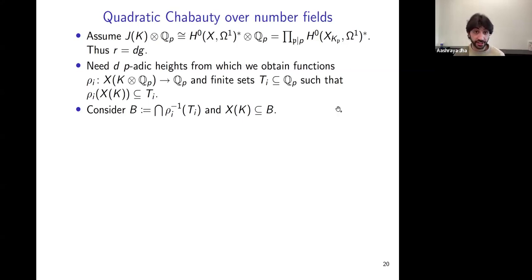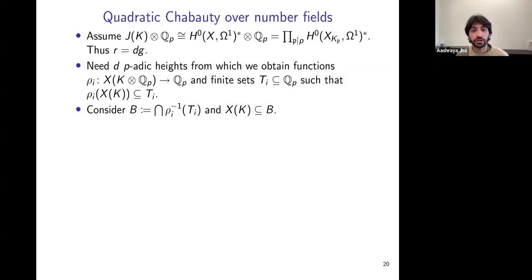I now want to talk about quadratic Chabauty over number fields. So we'll have a similar assumption of this isomorphism between the Mordell-Weil group and the functionals on the one forms, both of them tensored with Qp. On the left, we know this dimension will be R. On the right, this H^0(X, Ω^1), this has K-dimension G, but over Q, this becomes DG. And that's why the dimension on the right is D times G, not just G.